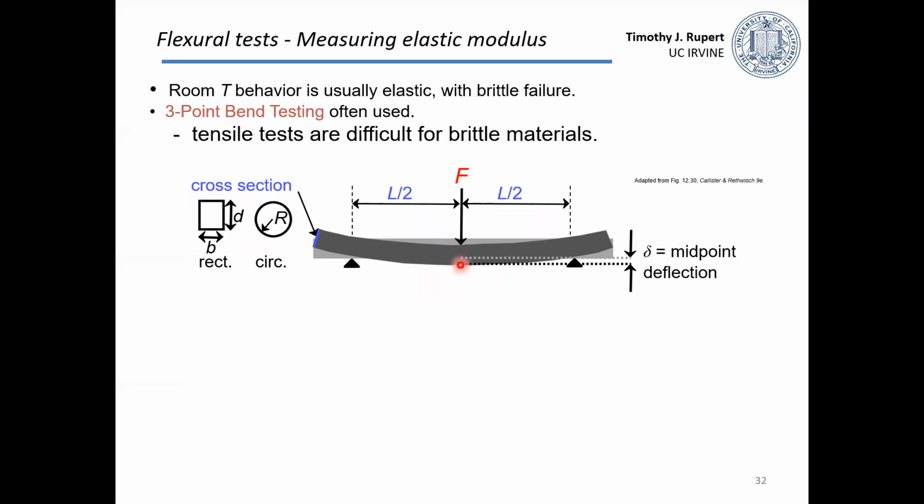In this case, the bottom is being pulled in tension, the top is being compressed. And it turns out it doesn't really matter. You can have different cross sections. You can have a rectangular cross section, a circular cross section. You're really testing the same type of thing. When you're doing a test like this, usually what you're tracking is what's the force that's being applied and what's the deflection of that sample at the midpoint.